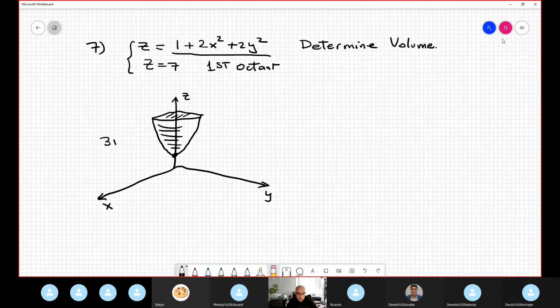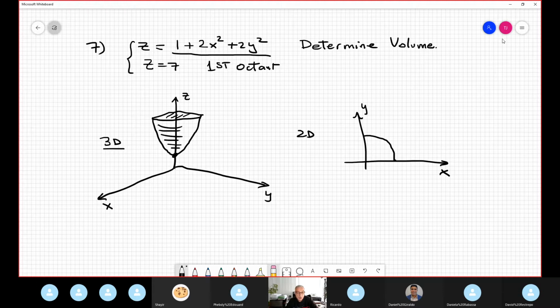This is the 3D sketch. And the 2D sketch is, for example, when you project it onto the XY plane, something like that. It's a quarter of a circle. However, I have no idea what the radius is. But the radius is easy.